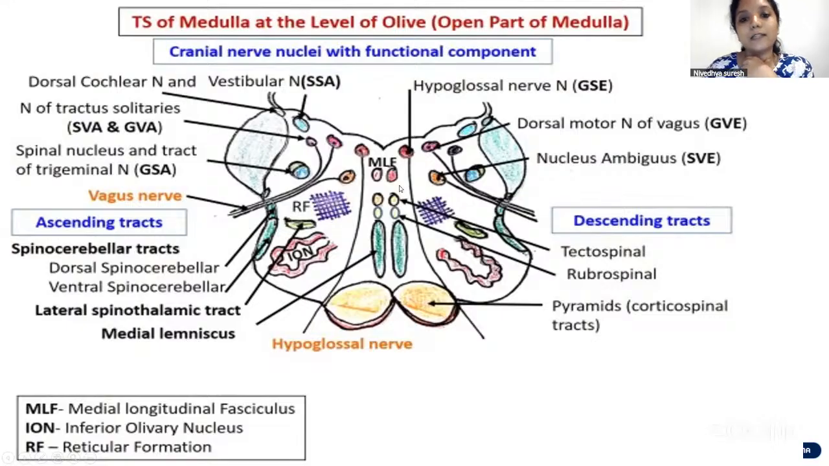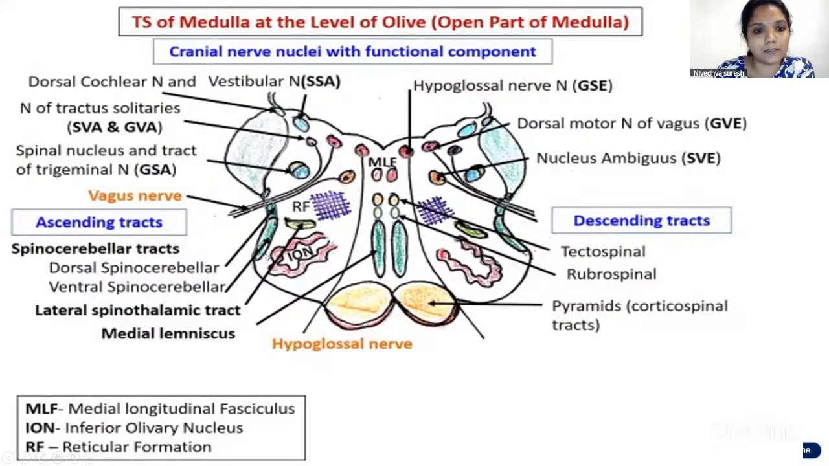And what about the MLF? The MLF also moved more posteriorly, more dorsally. The medial lemniscus is also a little bit elongated. One more feature is the tectospinal and rubrospinal tracts. We can see these tracts at all levels, but at this level they are more visible and appreciable. So this is the tectospinal and rubrospinal, and this is the medial lemniscus.